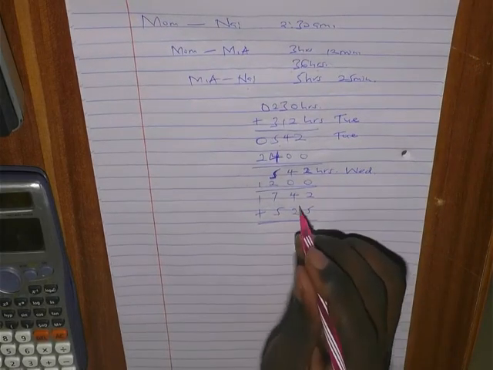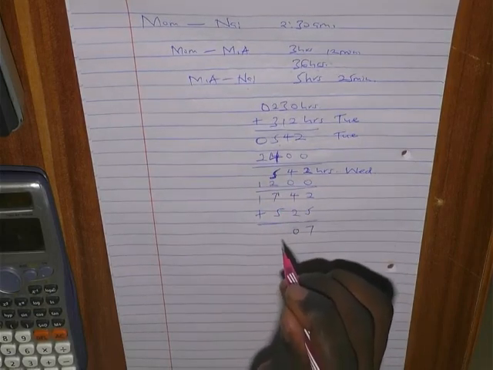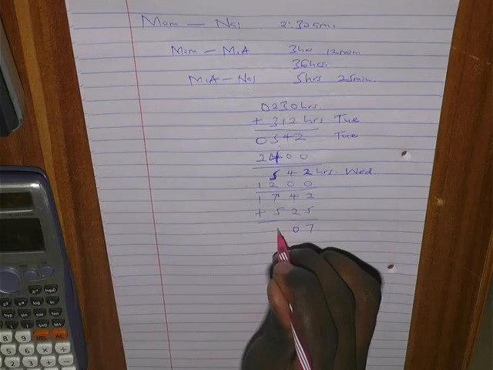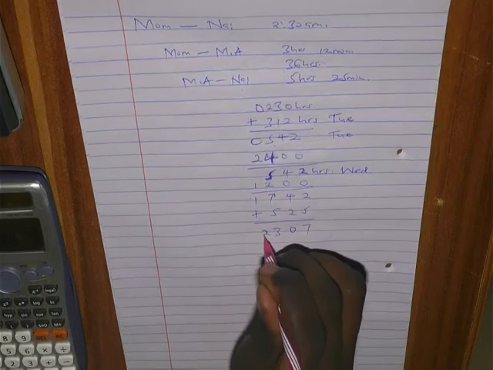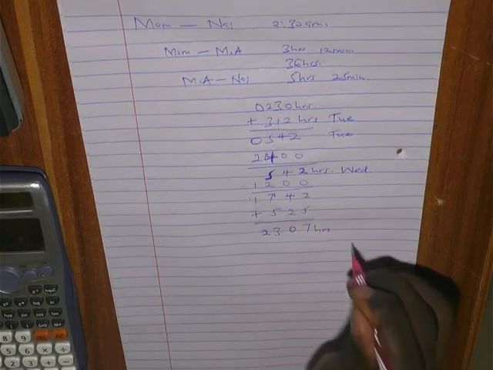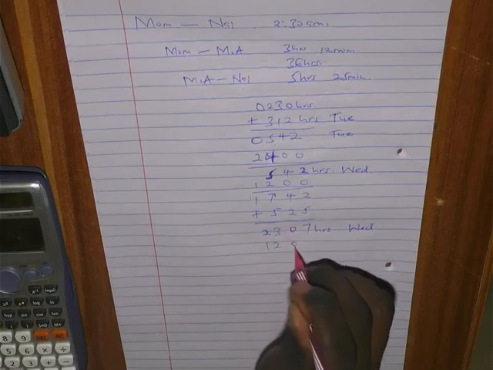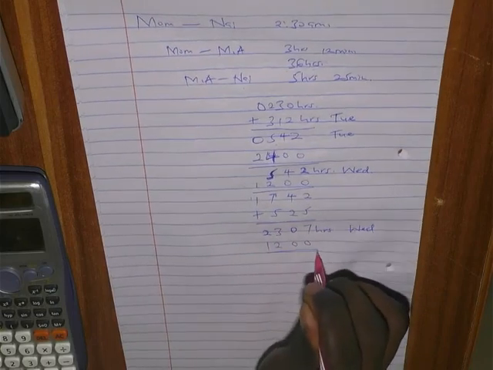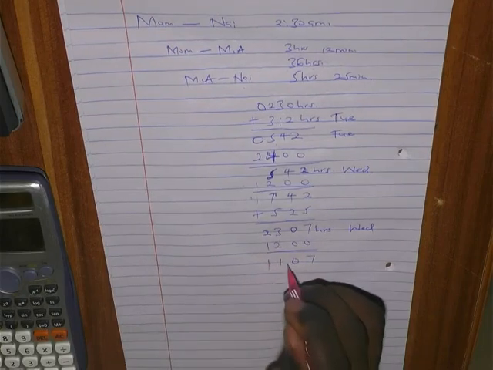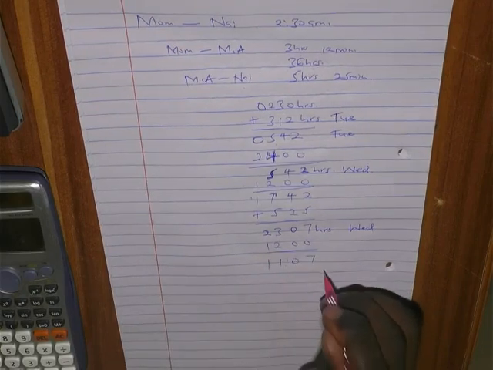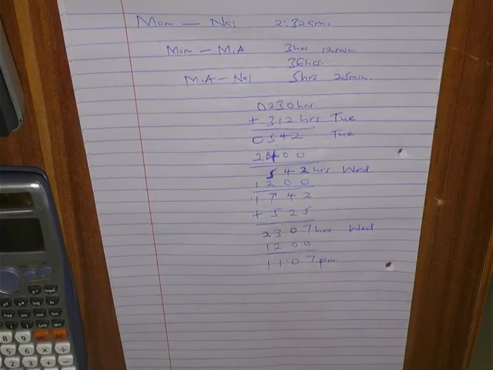7. This is 6, so it's going to be 0. Carry 1. It's going to be 8, 13, and 2. So this is 23 or 7 hours on Wednesday. Since we've been told to put it in 12-hour clock system, it's going to be 7, 0, 1, 1. 11 or 7, it's PM. So that's what you get. That's how we did that question.